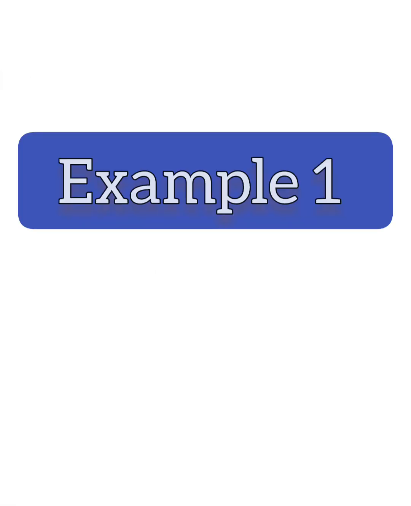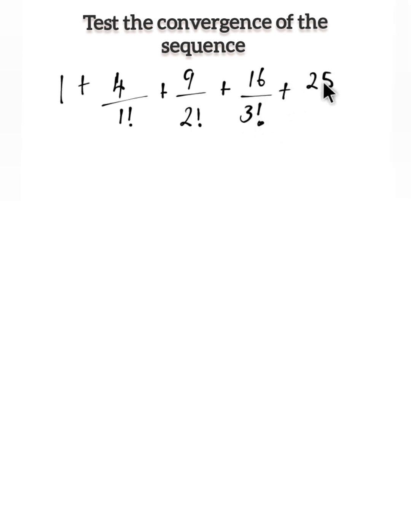Example 1. Test the convergence of the series 1 plus 4 over 1 factorial plus 9 over 2 factorial plus 16 over 3 factorial plus 25 over 4 factorial plus to infinity. So this is the series, and we have to test if the series converges or diverges. It's obvious that this series is not an alternating series because all the terms are positive. So we will likely use the d'Alembert ratio test to test the convergence.